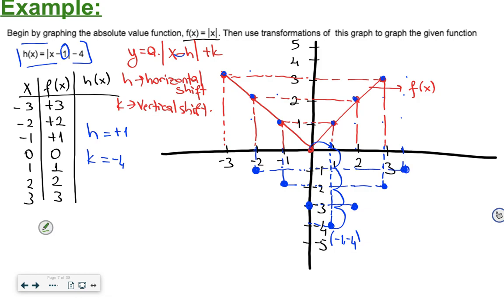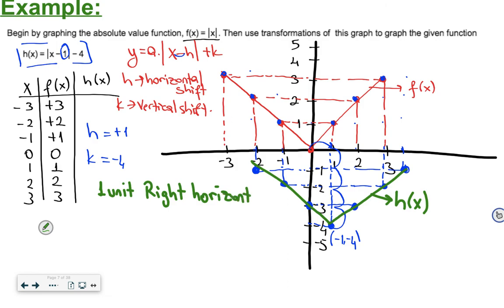If you connect them, you are going to get the h of x function. So this is the h of x function after the transformation of f of x. So what is the transformation? 1 unit right horizontally, 4 units down vertically. And this is your answer.